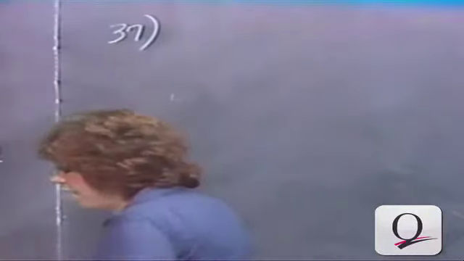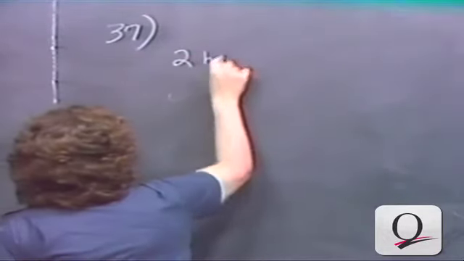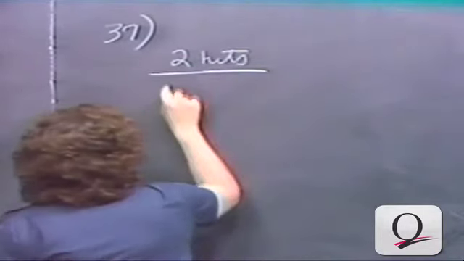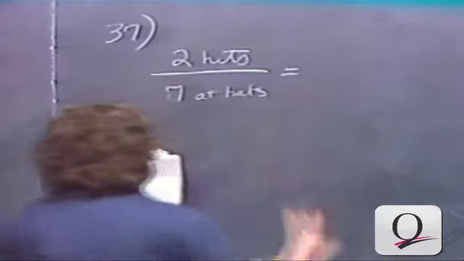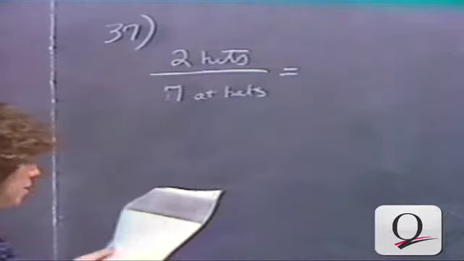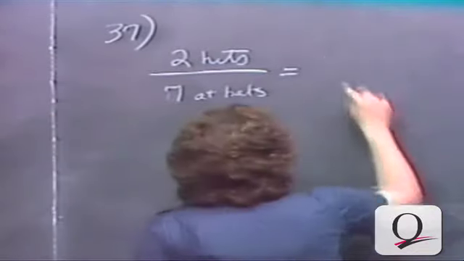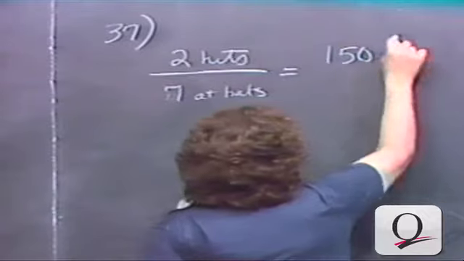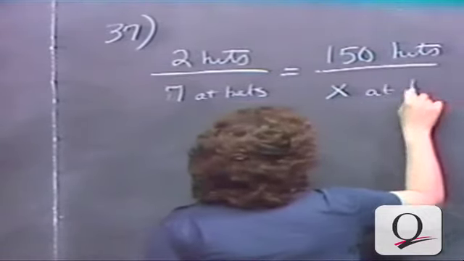Question 37. A batter gets 2 hits for every 7 times at bat. How many times must he come to bat in order to have 150 hits? He gets 2 hits for 7 at-bats. How many times must he come to bat in order to have 150 hits? Okay, he'll get 150 hits in x at-bats.